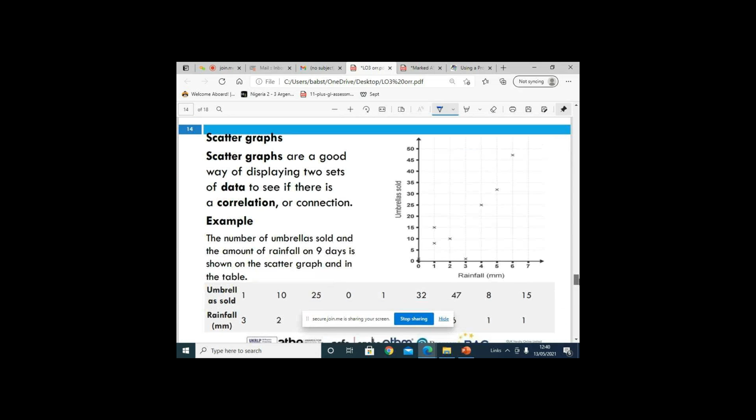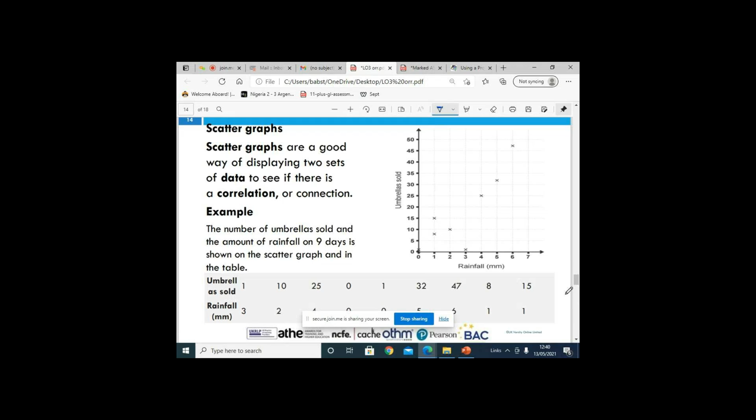So look at this. This is the final one before we start doing some questions. It's called a scatter graph. Do you get it? Scatter graphs are good to display what? Two sets of data to see if there is a correlation. Correlation means, do those data have any relationship together?